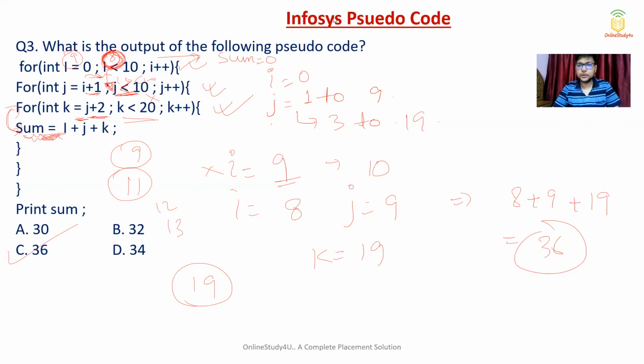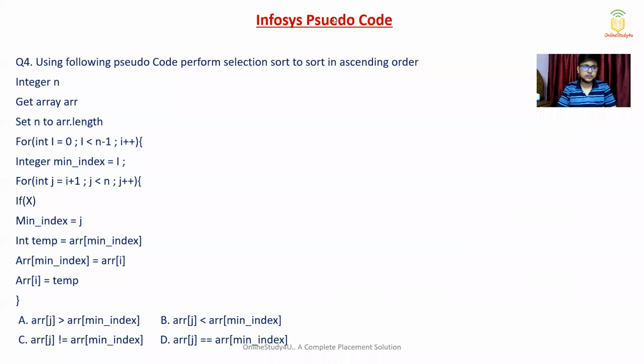Okay, let's move on to the next question now. So there was a question related to selection sort as well. There was a pseudocode given which was of selection sort to sort the array in ascending order, and we needed to complete the if statement. So what happens in a selection sort is we repeatedly find the smallest element in the array. Let's say it is 2 here, and we place it at the beginning, right?